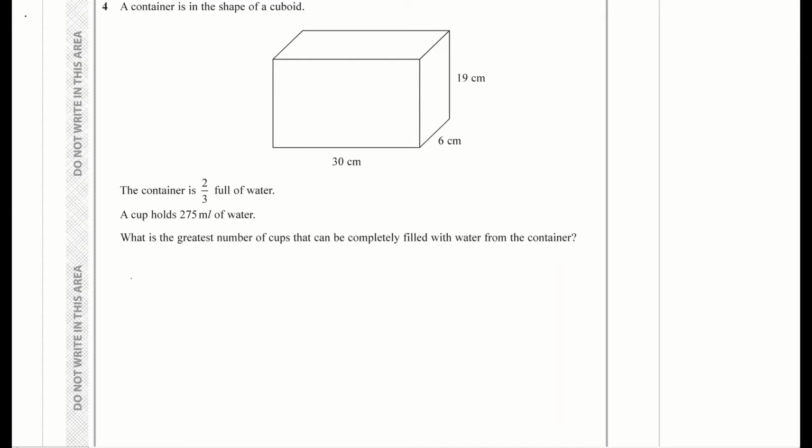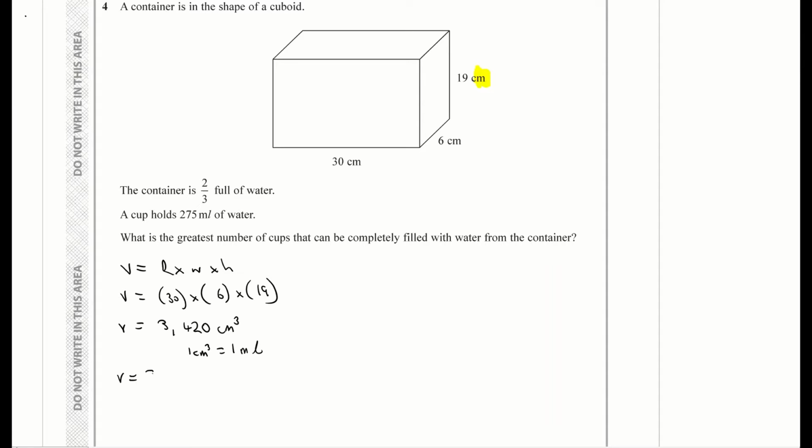So the volume of a cuboid is going to be length multiplied by width multiplied by height. So that's the volume of our cuboid, which is giving us a length of 30 multiplied by a width of 6 multiplied by a height of 19. So that's giving me a volume then for the cuboid of 3,420 centimeters cubed, because the question is giving us centimeters of length. Now we know that 1 centimeter cubed is the same as 1 milliliter of water or liquid. So in other words, the volume of this cuboid is 3,420 milliliters.